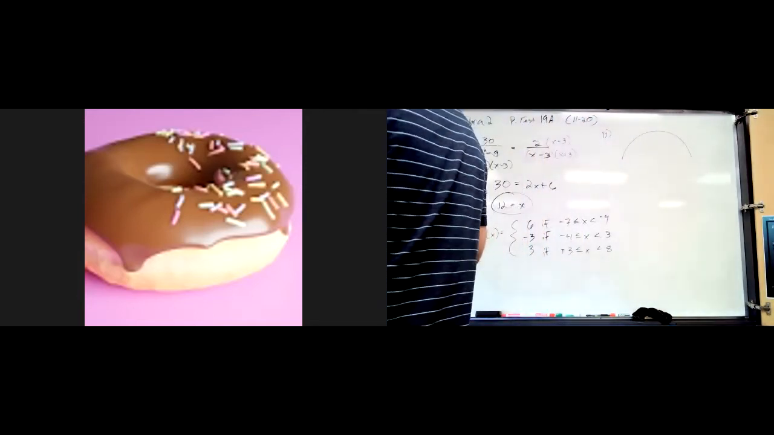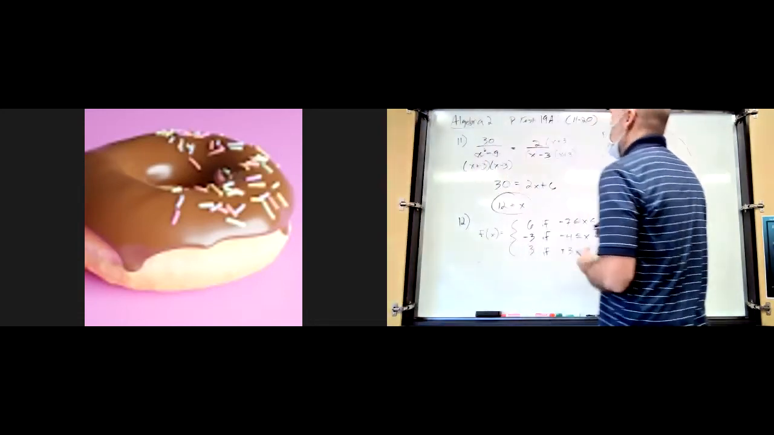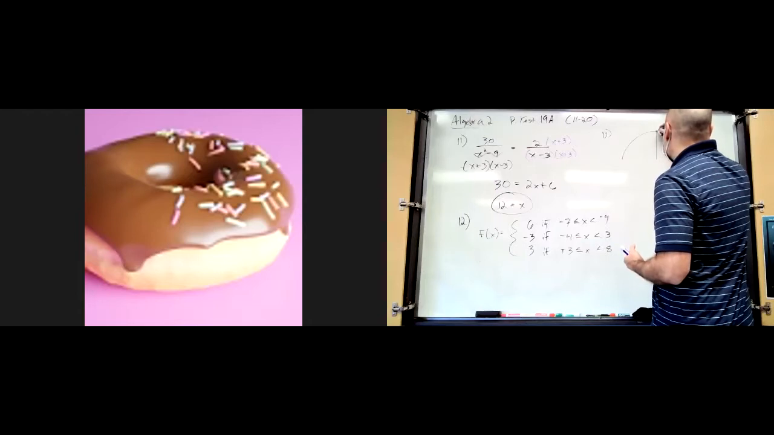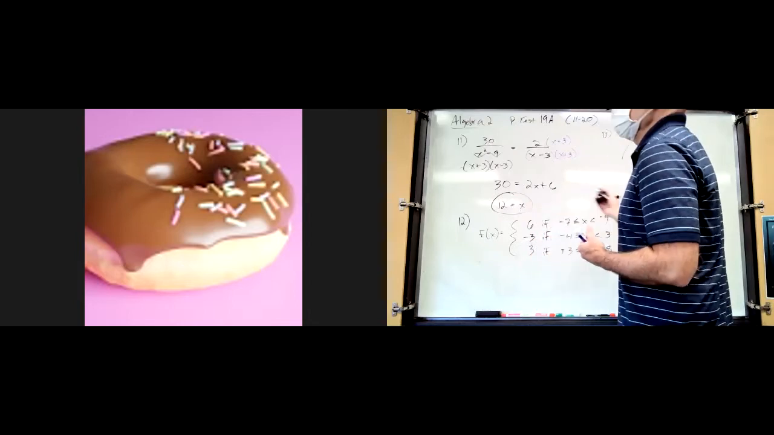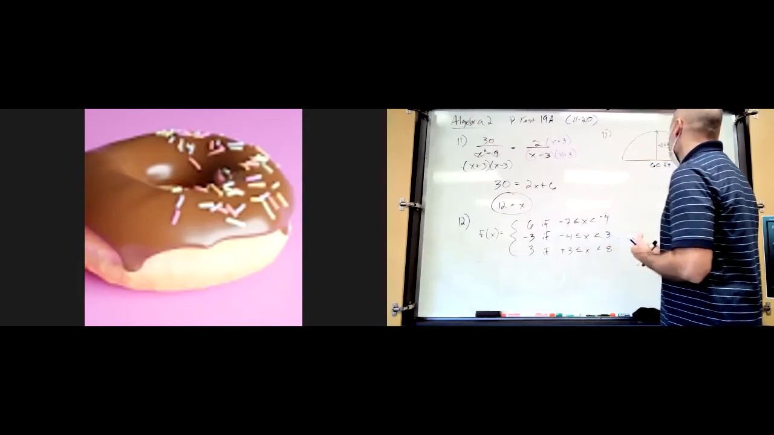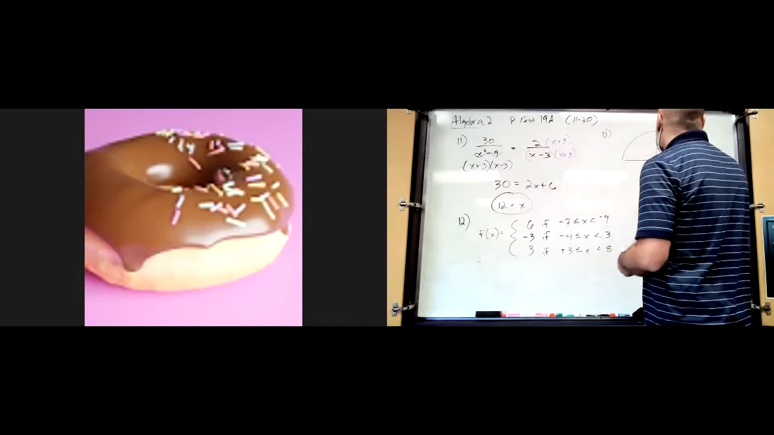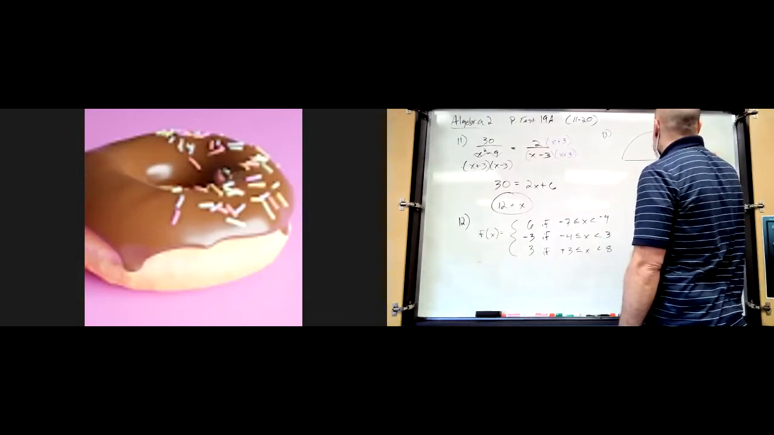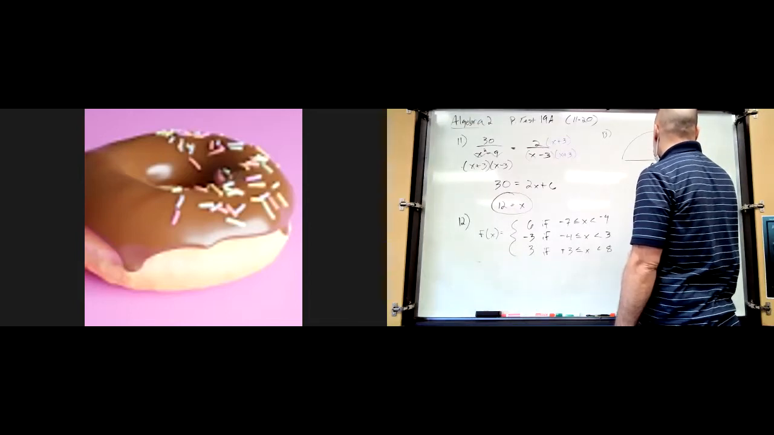Write a function to approximate the arch. Okay, it looks like an upside down parabola, right? The arch has a height of 40 feet, and it is 60 feet apart. If we put this as a vertex in the middle, it's upside down, so f of x equals negative something.